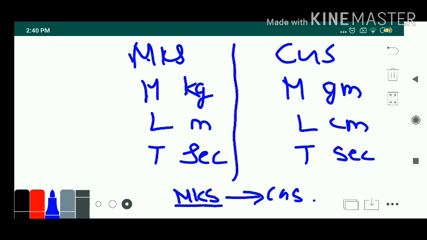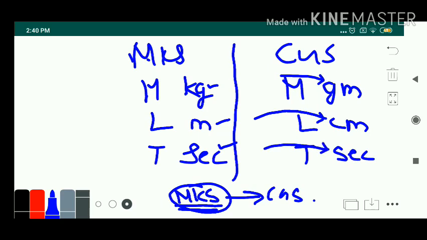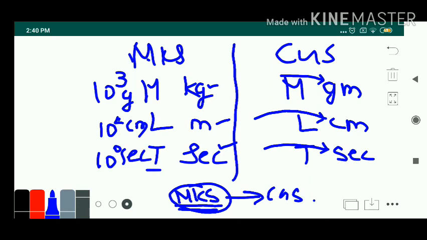That means you are given the mass in kilogram, the length in meter, and the time in seconds. So you want to convert mass from kilogram to gram, length from meter to centimeter. Seconds, there is no conversion. So in place of kilogram, I am going to write 10 to power 3 gram, that is 1000 gram. In place of length, that is meter, I am going to write 10 to power 2 centimeter. And in place of time, 10 to power 0 second, because there is no conversion there.